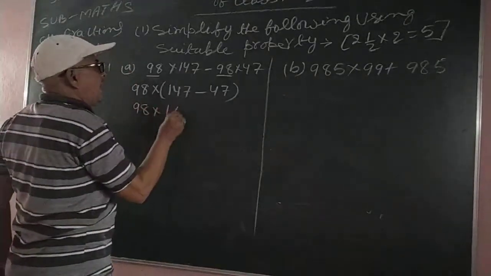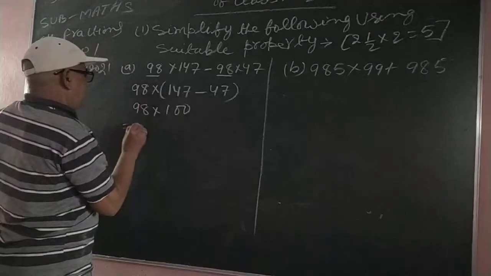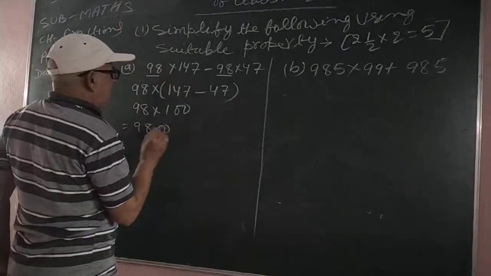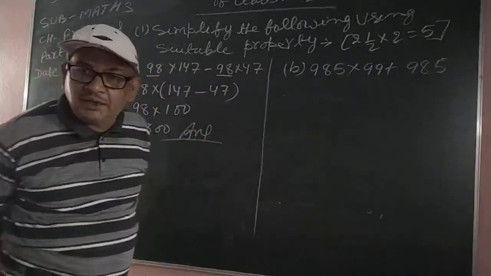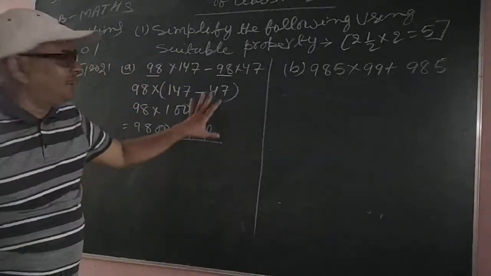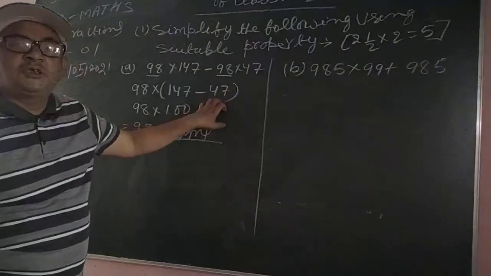98 into 100. 9800 is your answer. Is it clear? Understood this property, the distributive property?